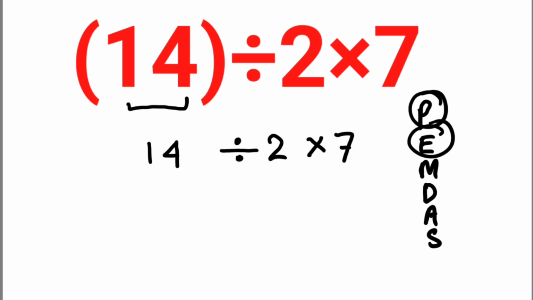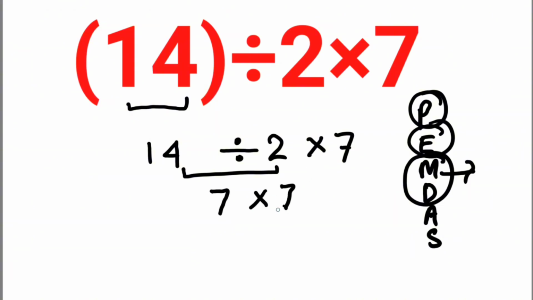parentheses, then exponent, then multiplication and division. Both have the same priority, but we have to move from left to right. So division is at left. So first of all, we have to handle this division. So 14 divided by 2 will be solved first, it will become 7 times 7 as it is. So 7 times 7 will be equal to 49.